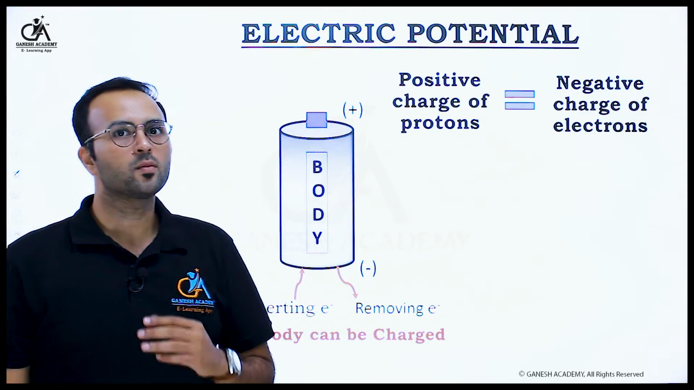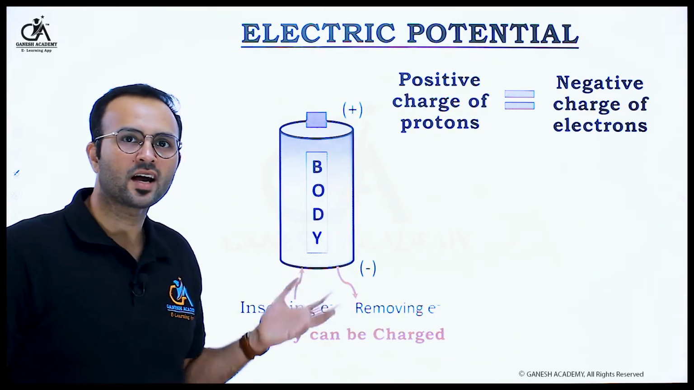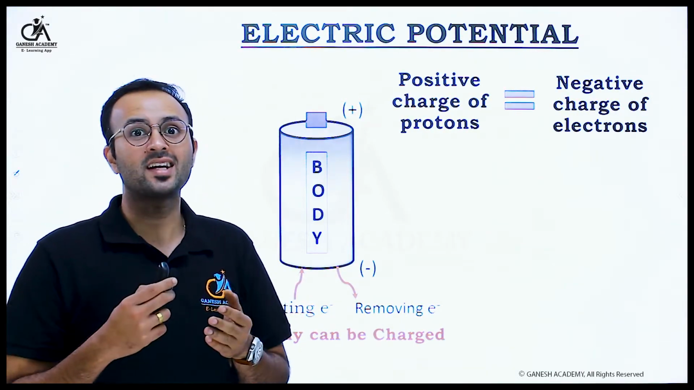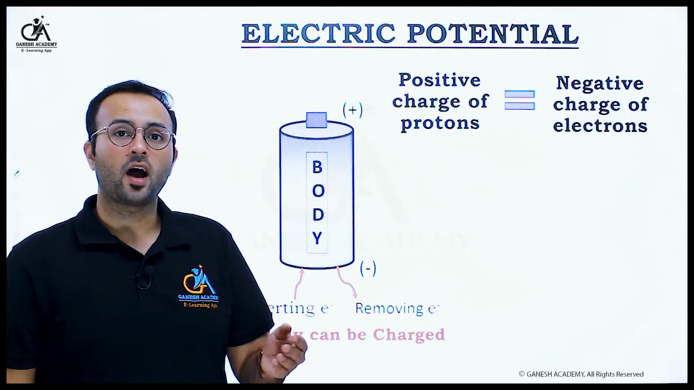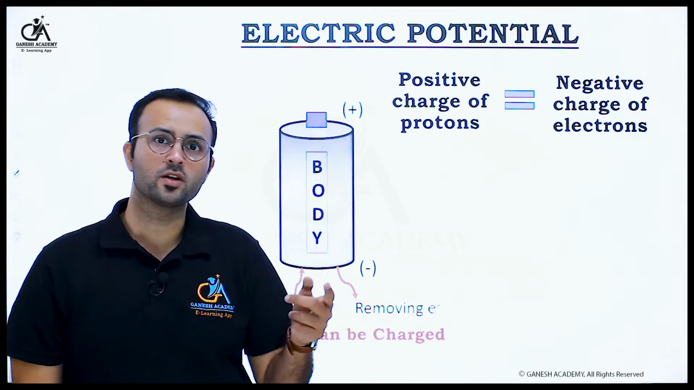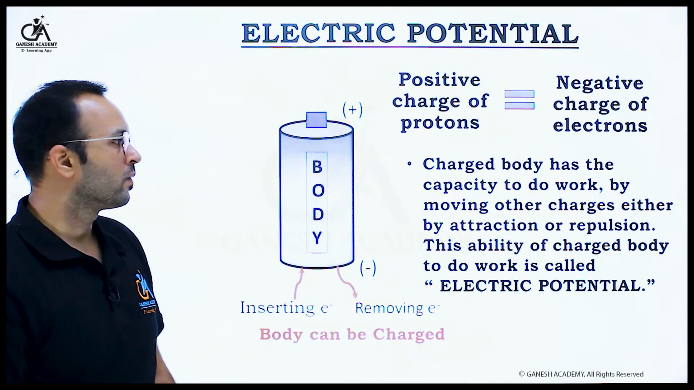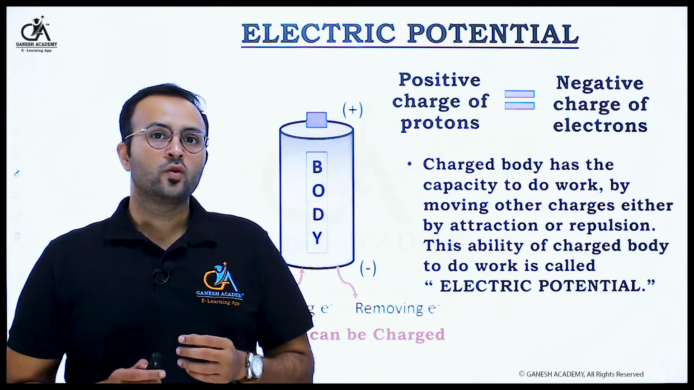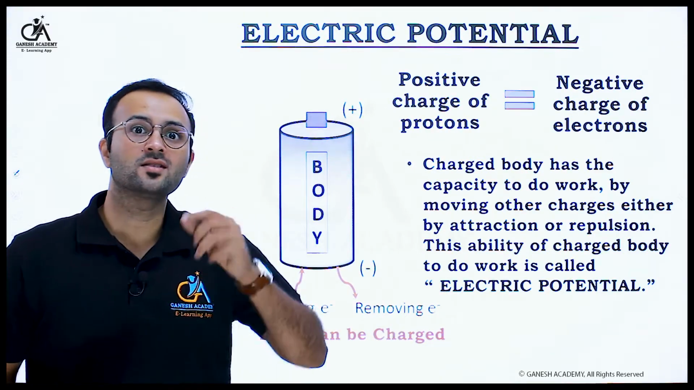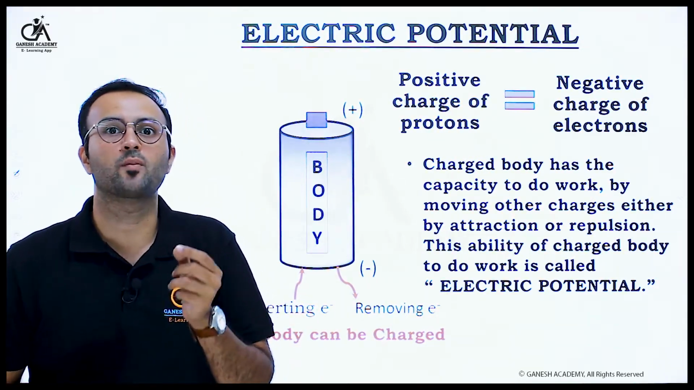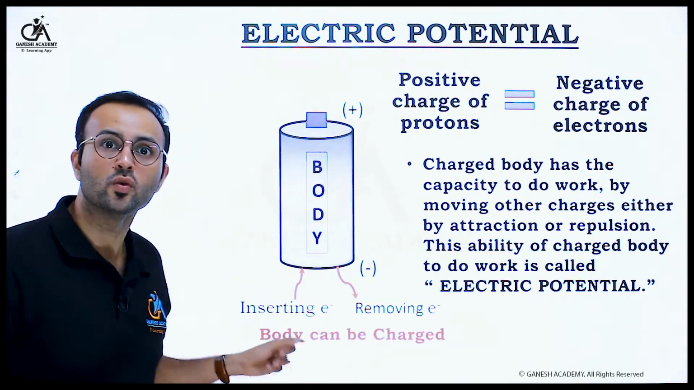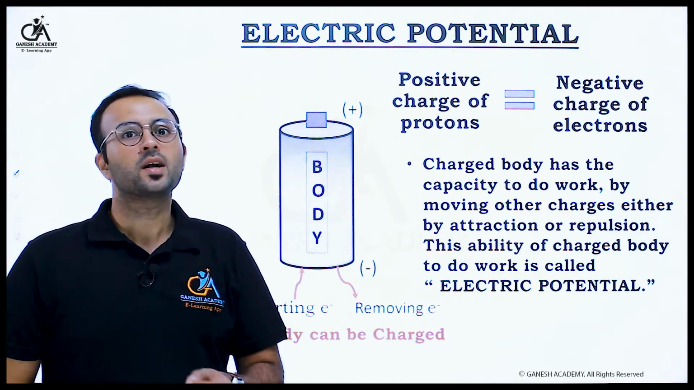Now, insert electrons and remove electrons means what will happen? This body is having electrons and protons which are same. When I am inserting electrons, that means that electrons will get attracted, or when I remove them, that means they are getting repelled. So, two processes happen, one is repulsion and one is attraction. So we can say that to move the charges, when I am inserting the electrons, the charges are moving. The work done to move the charges is nothing but electric potential. That is the work done by the charges to move inside the charged body is nothing but electric potential.